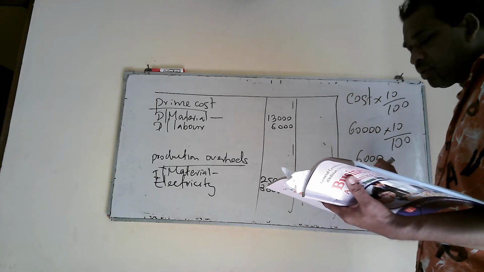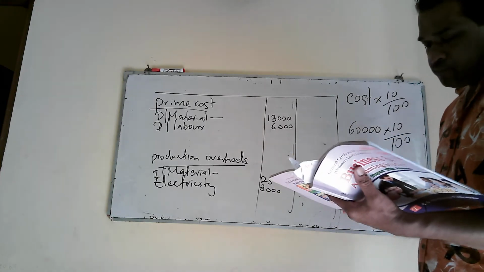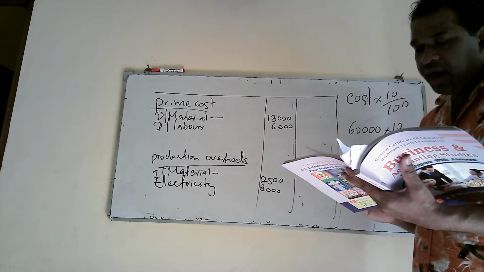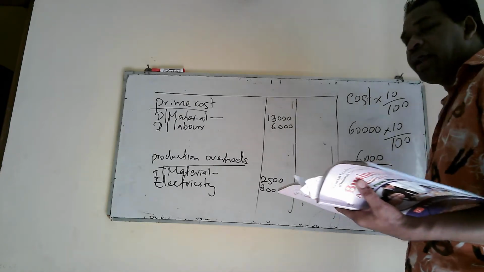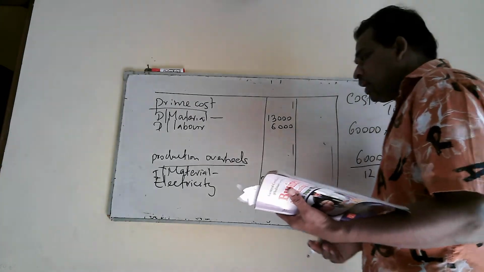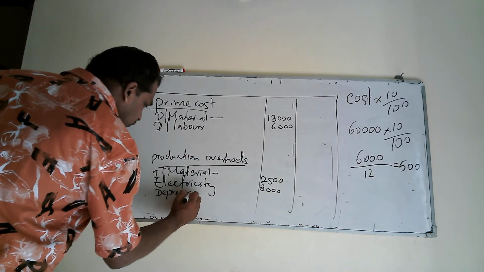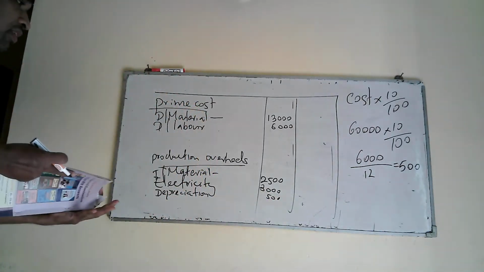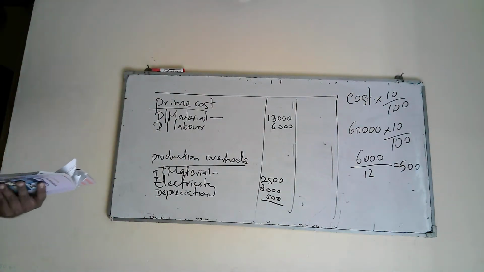6,000 is taken for the whole year, but we have prepared this statement only for 1 month. Right? Prepare the statement of production for the month ended 31st May. Therefore we have to divide by 12, because per annum we have 12 months. We take 500 rupees as depreciation. Right. We got everything here.